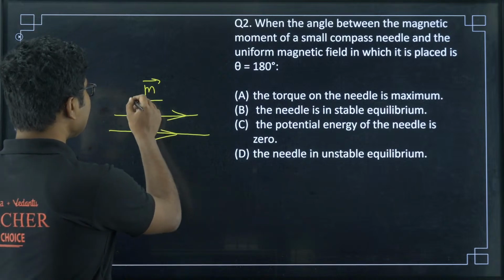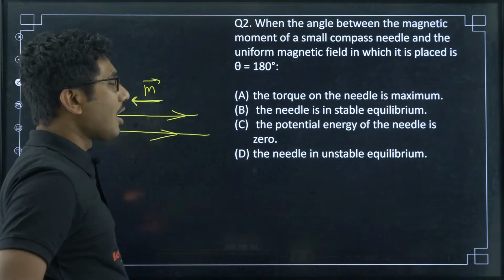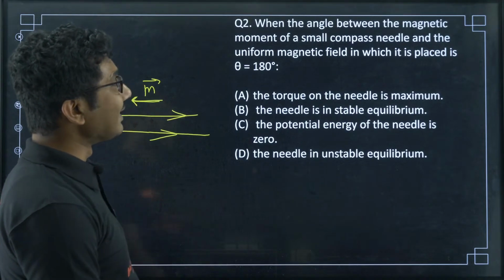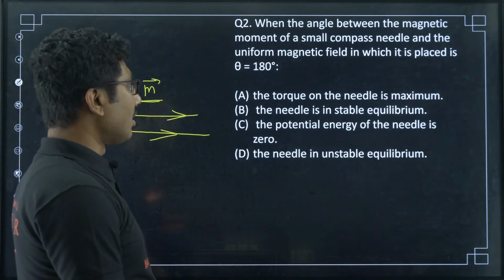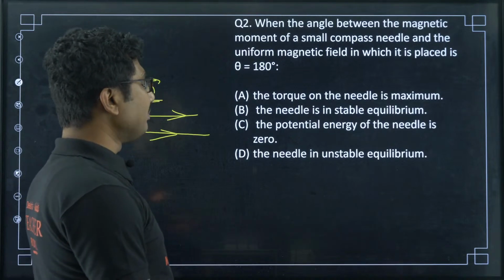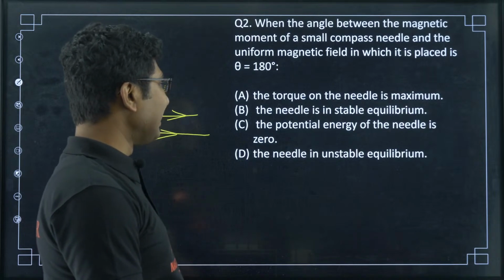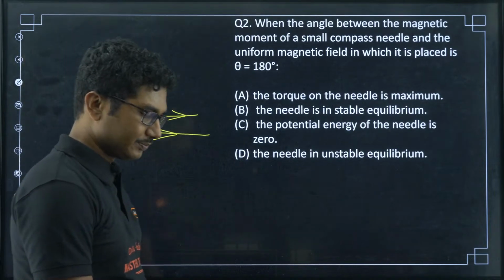Okay, so the needle is kept like this. So what will happen to this needle? The torque on the needle is maximum. The needle is in stable equilibrium. The potential energy of the needle is 0. The needle is in unstable equilibrium.